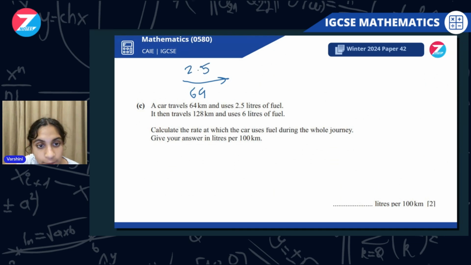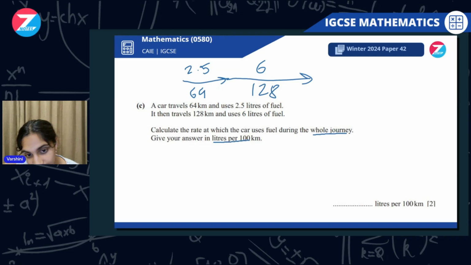It then travels 128 kilometers more and uses 6 liters. Calculate the rate at which the car uses fuel during the whole journey. And we don't want a part of the journey, we want the whole journey. So let's underline that. Give your answer in liters per 100 kilometers. So this is giving us a clue in how to calculate our answer.